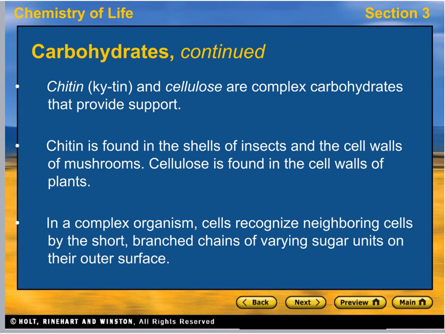Now looking at two specific types of carbs, we have what we call chitin and cellulose. These are complex carbs, and their job is to provide support. Chitin is found in the shells of insects and cell walls of mushrooms, while cellulose is found in the cell walls of plants. And again, we'll talk more about this throughout the year. When we're looking at complex organisms, cells recognize neighboring cells by short branch chains of different sugar units on their outer surface.